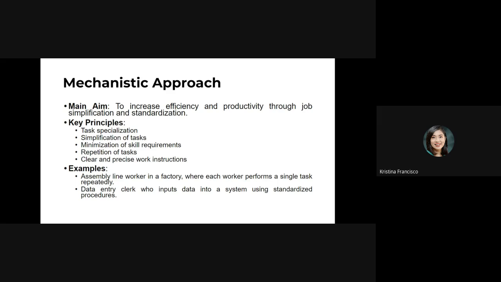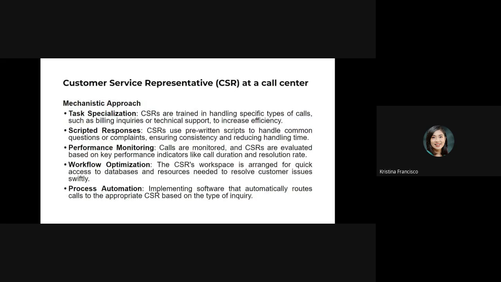So we have here a summary of the mechanistic approach. In other words, we are going to design a mechanistic job. We will try to make the job simple and repetitive so that the workers can get very good and very fast. That is the emphasis of this approach. Again, it increases efficiency and productivity through job simplification and standardization. So we have here your key principles, as well as your examples.